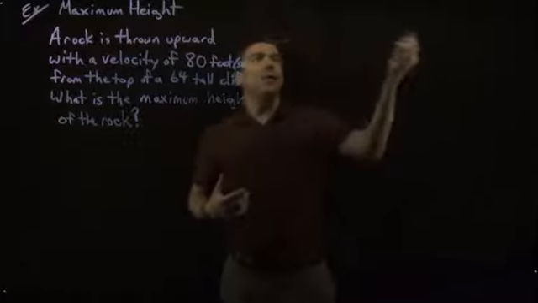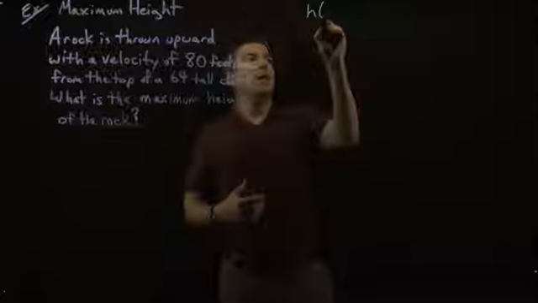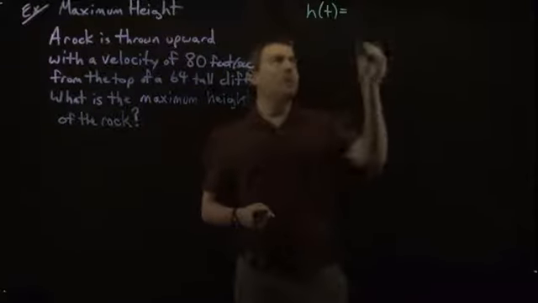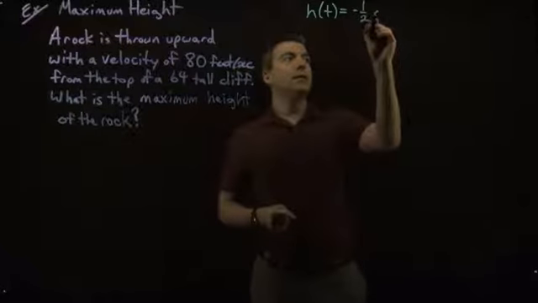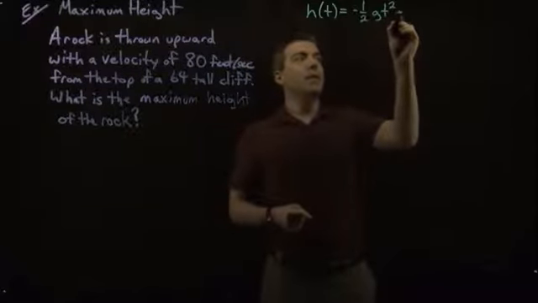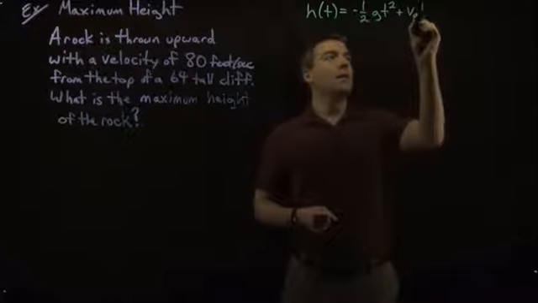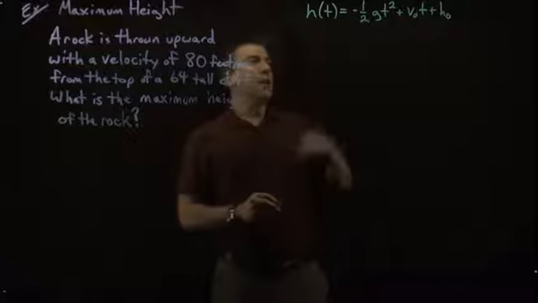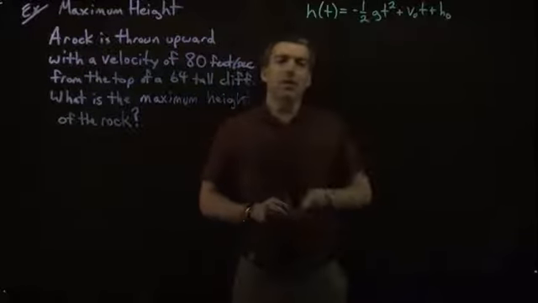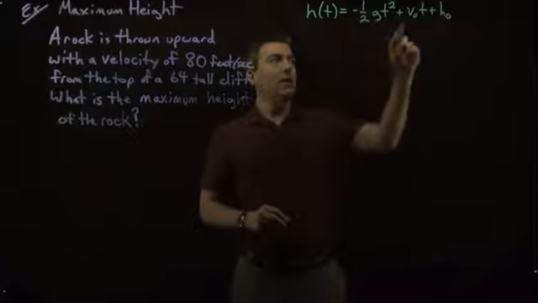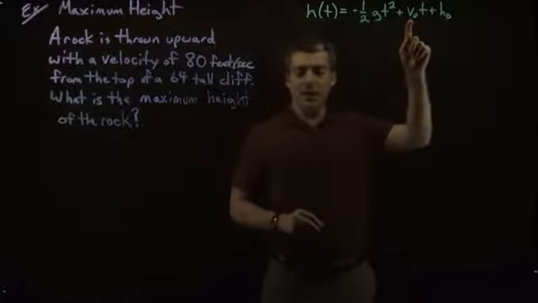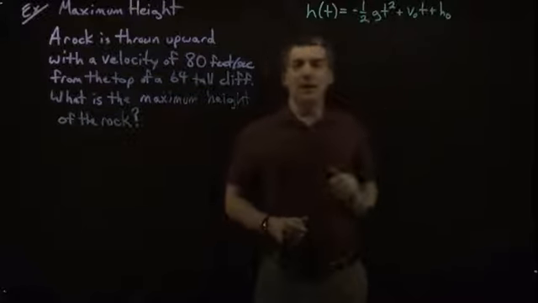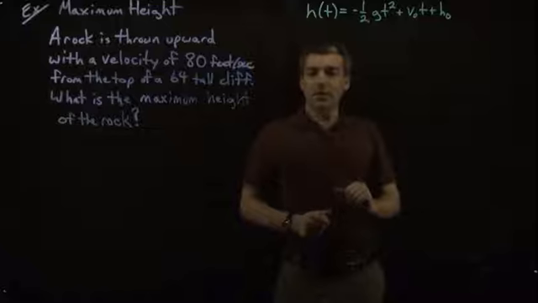We can determine the maximum height of the rock from the equation that governs vertical motion. So let's write that down. We have that h of t, the height at a particular time of the object thrown upwards, is negative 1/2 g t squared plus v naught t plus h naught. Now here, g is the acceleration due to gravity, t is time, v naught is the initial velocity in the upwards direction, and h naught is the initial height of the object.